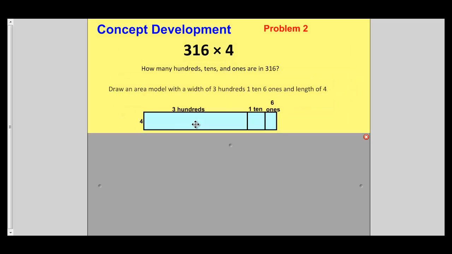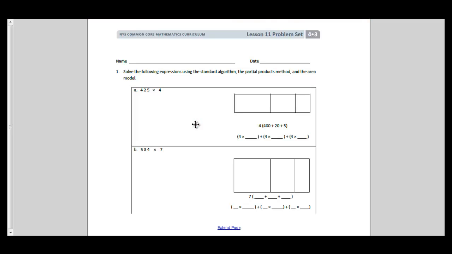And that's what we're going to be practicing today on our problem set. So go ahead and get out your problem set, write your name at the top, and we're going to practice this area model. So you can see over here we have a rectangle, and the first thing we're going to do is label this rectangle.